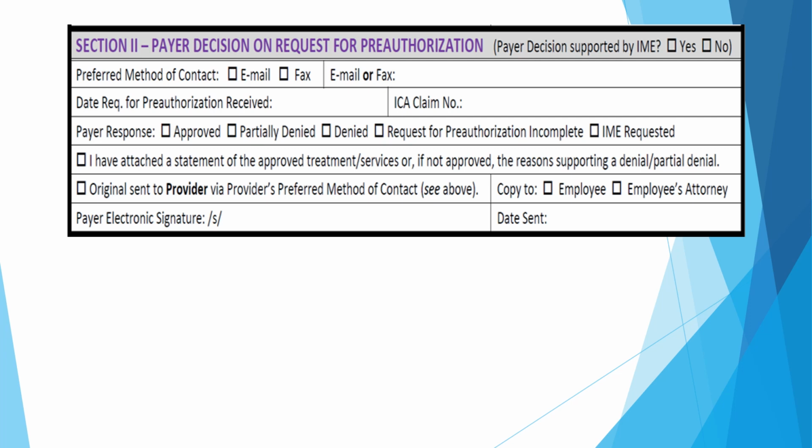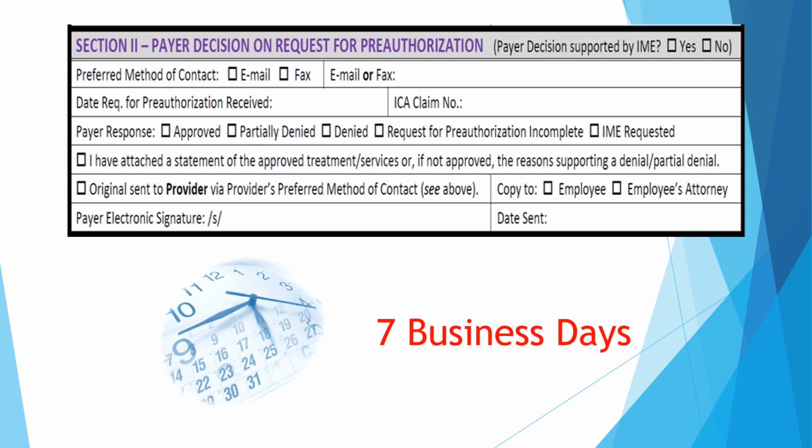After you receive a Section 1 request, you need to respond to it in Section 2. This is where you, as the claims adjuster or the payer, need to be responsive. If you receive a Section 1 request from a healthcare provider, you have 7 business days to respond.